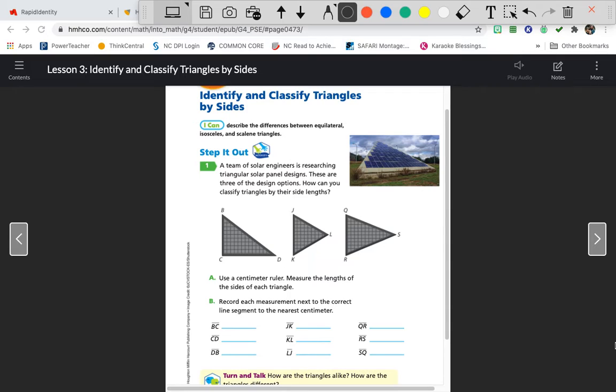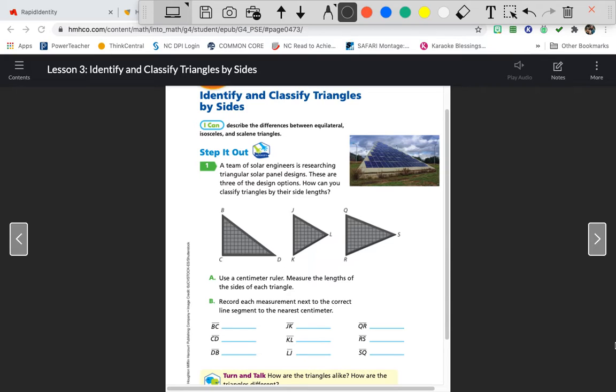A team of solar engineers is researching triangular solar panel designs. These are three of the design options. How can you classify triangles by their side lengths? Now, you might want to stop right here, and if you have a ruler sitting around, you may want to grab it. So you may want to pause the video and go grab a ruler. If not, you're going to kind of go with me.